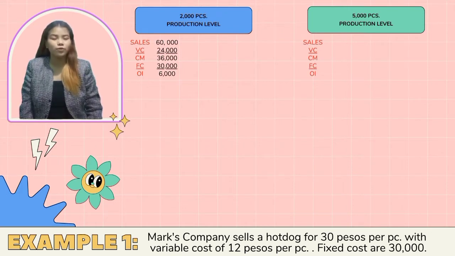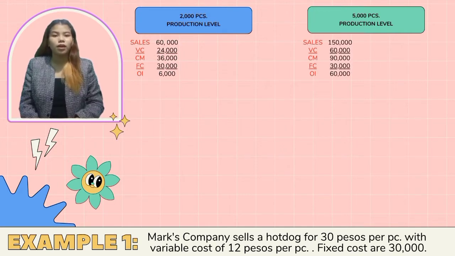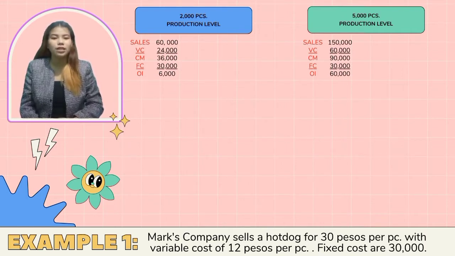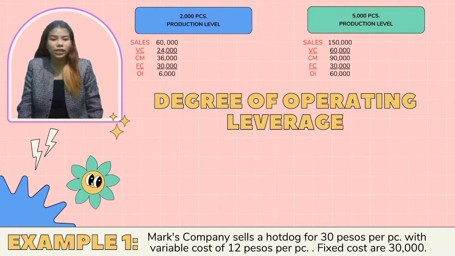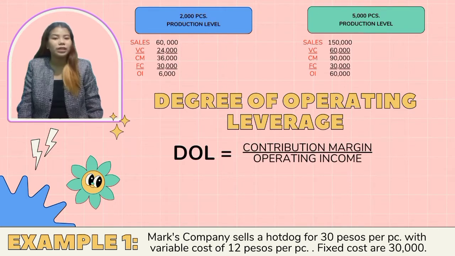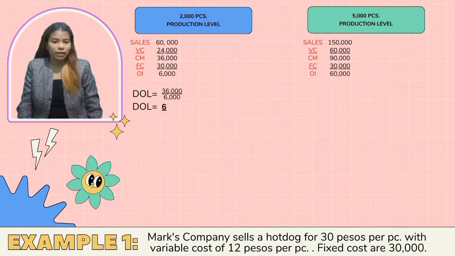Following the same process for 5,000 pieces, this would be the income statement. Notice that fixed costs are the same because this income statement comes from one company, so that doesn't change. Only the sales, variable cost, contribution margin, and operating income change. From here, we can get something called the degree of operating leverage. It's basically the contribution margin divided by the operating income.